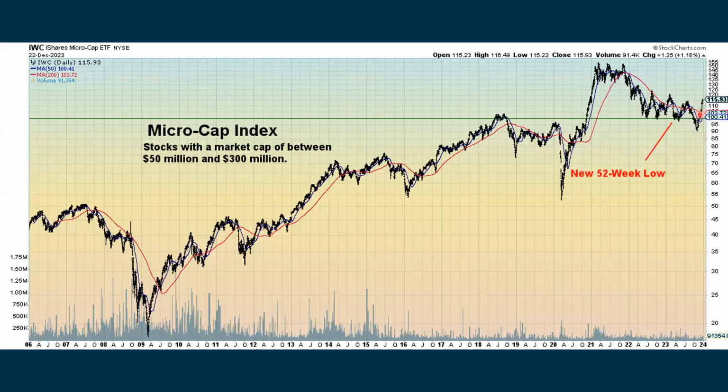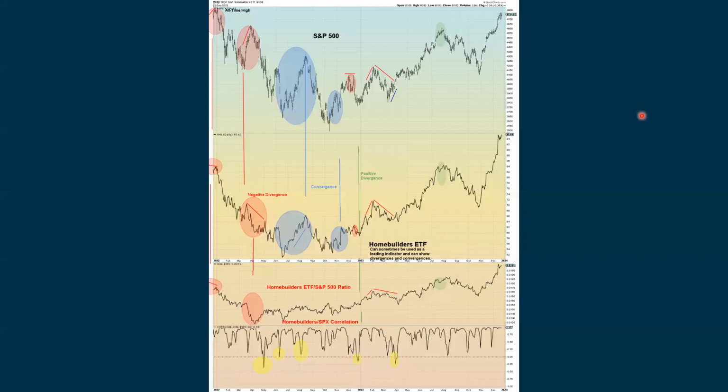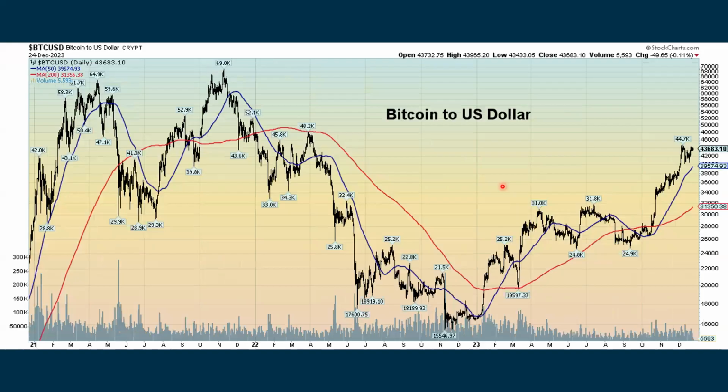The micro caps are up into the 115 area. We broke down below 100. Now we're showing some real improvement here. And then we look at the home builders ETF. We're not really seeing any real divergences here. They're converging with each other. So they're both having a tendency to go up. So we're not really seeing any warning signs from this chart.